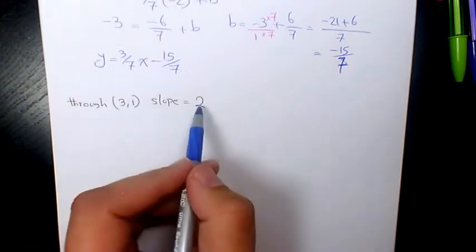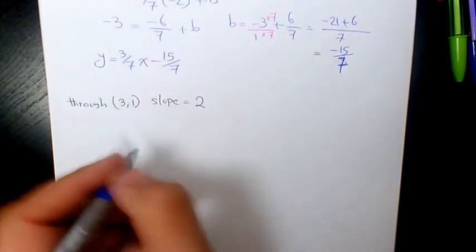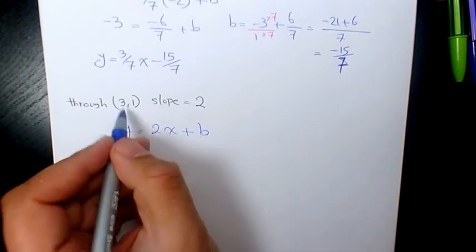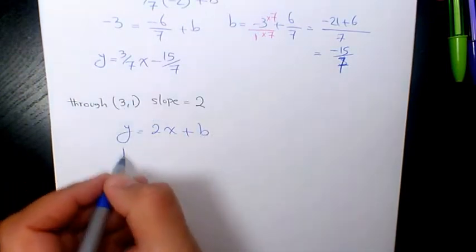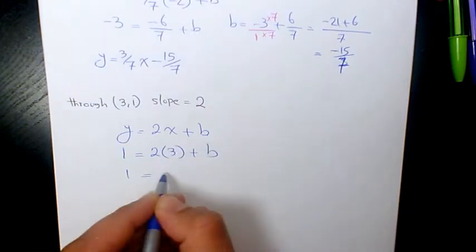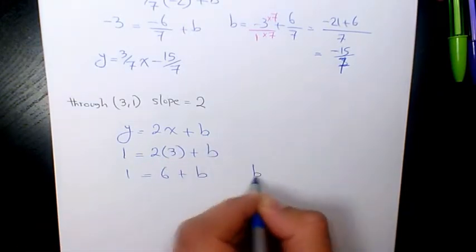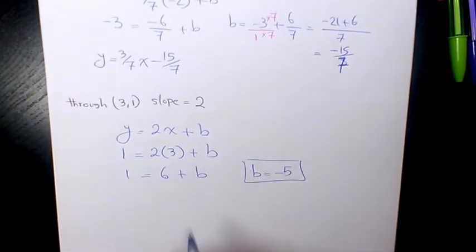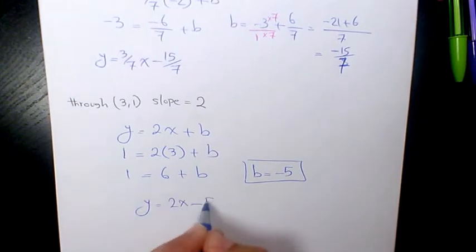Next one, the slope is 2 and it's passing through 3 and 1. So y equals 2x plus b. The point is 3 and 1, so it's going to be 1 equals 2 times 3 plus b. So we have 1 equals 6 plus b. b will be negative 5, because 6 minus 5 is going to be 1. So the equation is going to be y equals 2x minus 5.